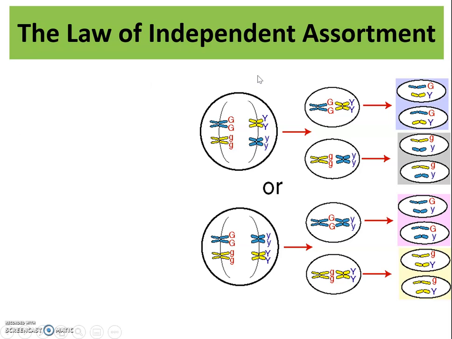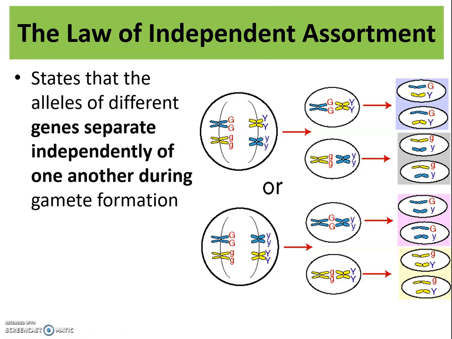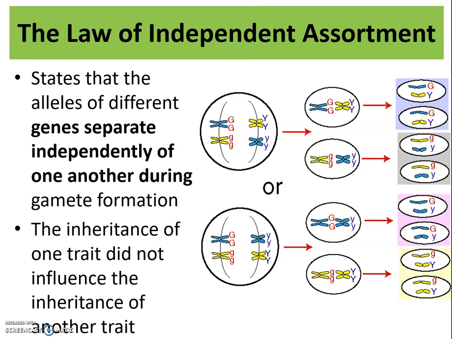And so what independent assortment adds is that it gives us more variety. It's saying that genes separate independently of one another when sperm or egg are created. And it also means that we get variety with those offspring.